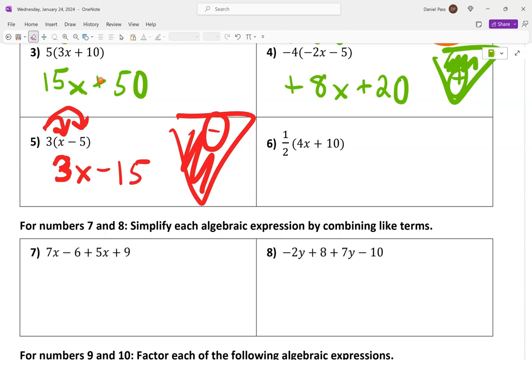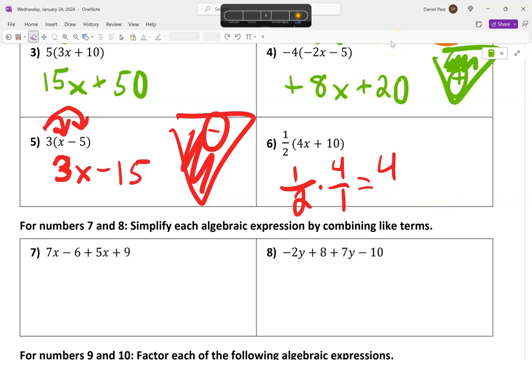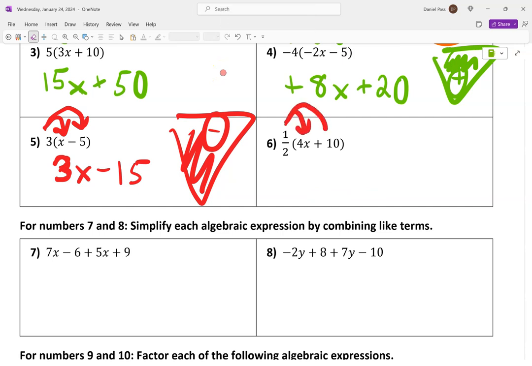Okay, now everybody was shy to do this next one. So, 1/2 times 4. Well, you could do it the long way. 1/2 times 4 over 1 equals 4 divided by 2 equals 2. We did a lot of fractions this year. So you could go back to the long way, or you could just think, what's half of 4? And what's half of 10? So that makes 2x and 5. Okay?